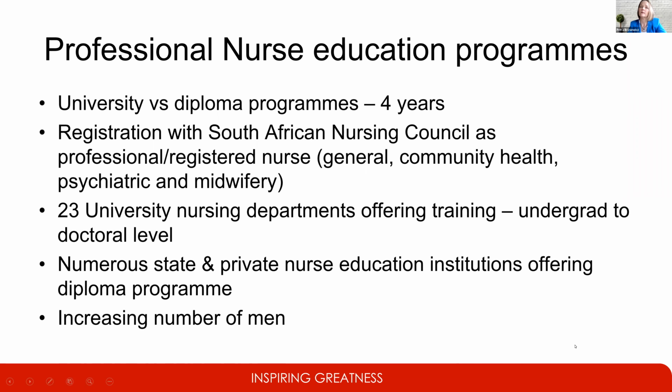So if I tell you a little bit more about the professional nurse education program, if you're wanting to be a professional nurse in South Africa, you have an opportunity to either do a university program or a diploma program, but whichever you choose, it will take you 4 years. After those 4 years, we are registered with our South African Nursing Council as a general nurse, a community health nurse, a psychiatric nurse, and midwifery.